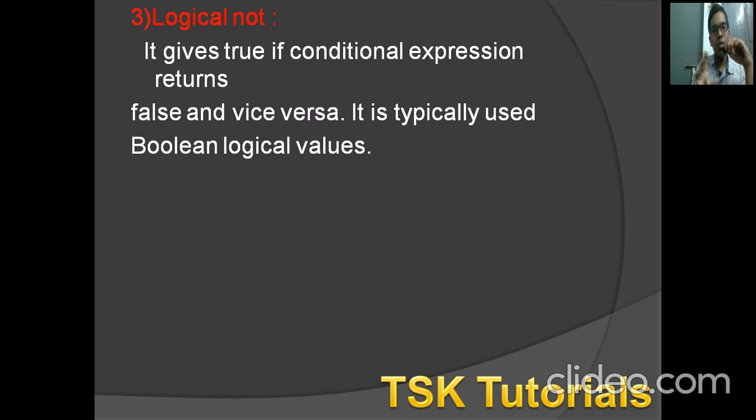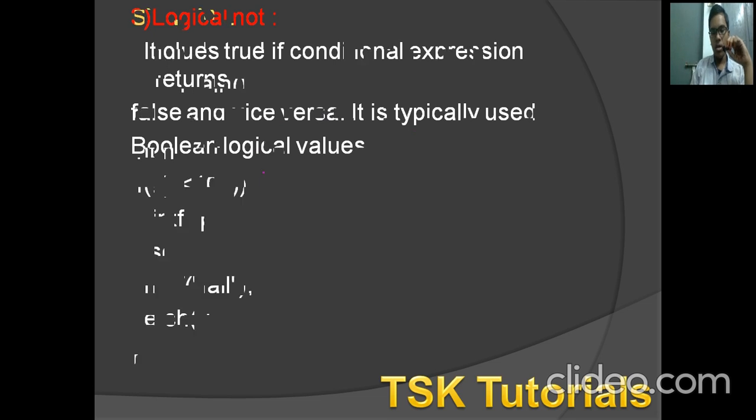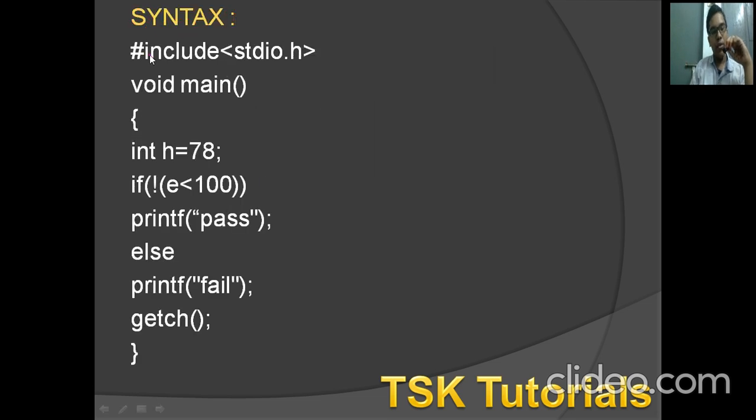The opposite of the actual input is called the NOT gate or logical NOT operation. It is typically used with Boolean logical values, depending upon Boolean algebra. The syntax of it is as follows. Include stdio.h, void main is called the opening part. This is the open brace. This is also called the header file, or the heading.